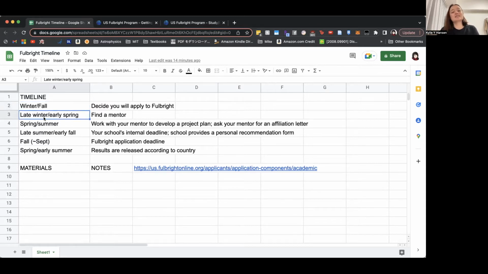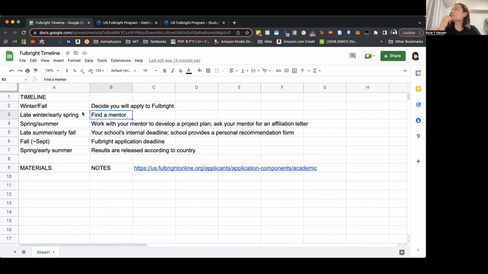Next, in late winter and early spring, you're going to start to look for a mentor. And this mentor is going to be a professor at a university, I think, in another country. So I originally was thinking, what if I had a researcher as a mentor who worked at JAXA? JAXA is not a university in Japan. JAXA is a space agency. And so I thought, would that be okay? And I asked, and it wasn't.